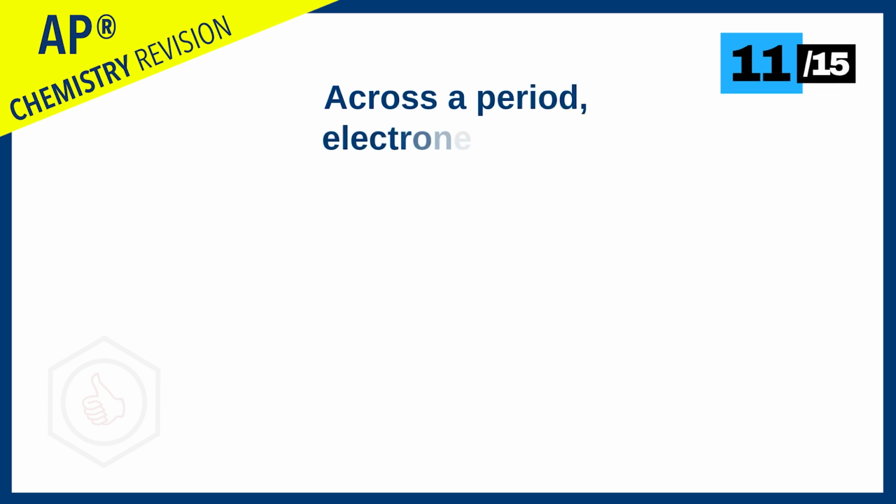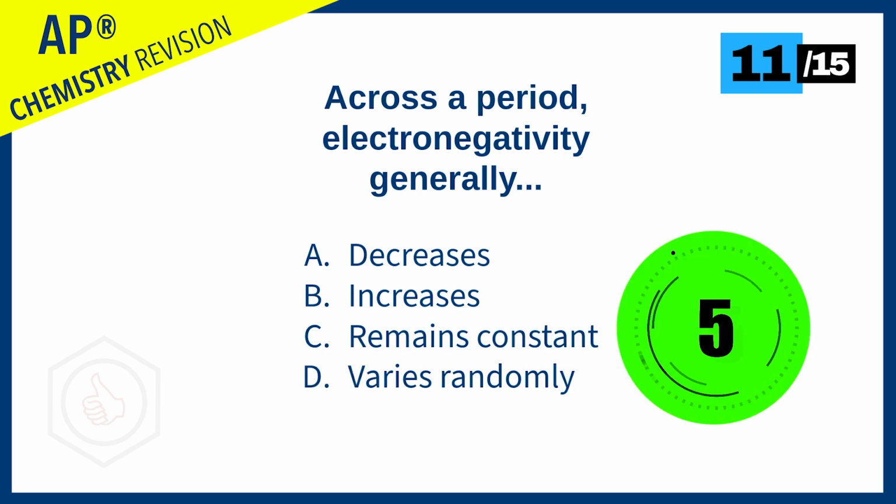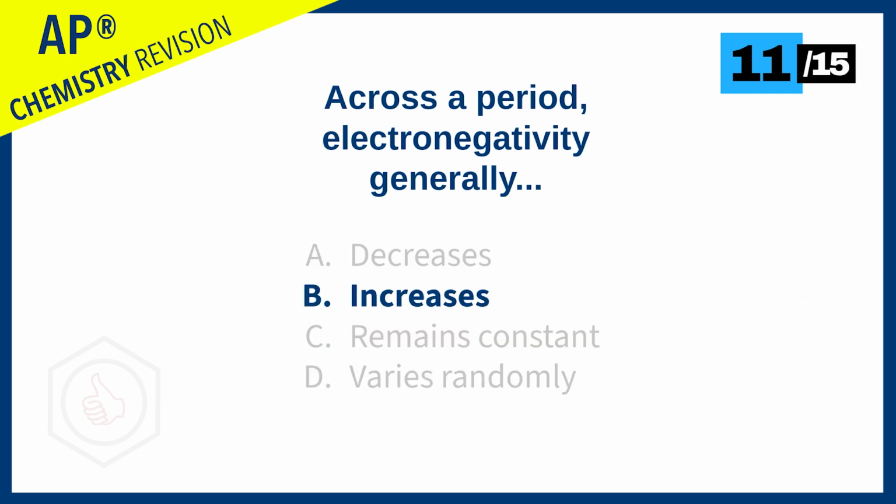Across a period, electronegativity generally decreases, increases, remains constant, or varies randomly. The answer is increases, because as you move across a period in the periodic table, the nuclear charge increases but the atomic radius decreases, meaning bonding electrons are closer to the nucleus of the atom, meaning a greater strength of attraction to the nucleus, giving the atom a higher electronegativity.